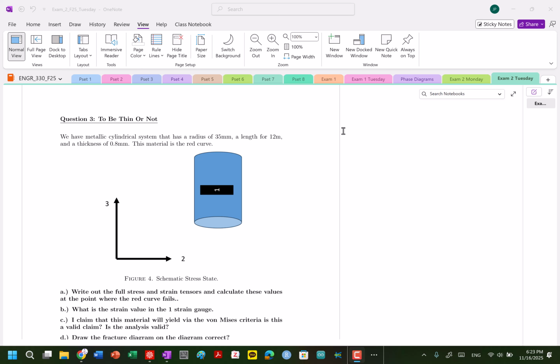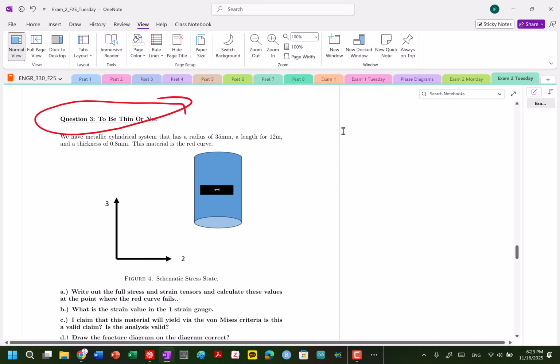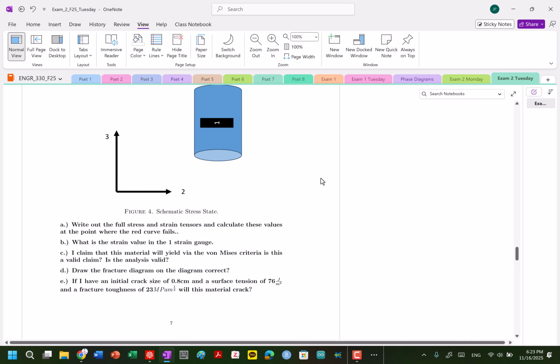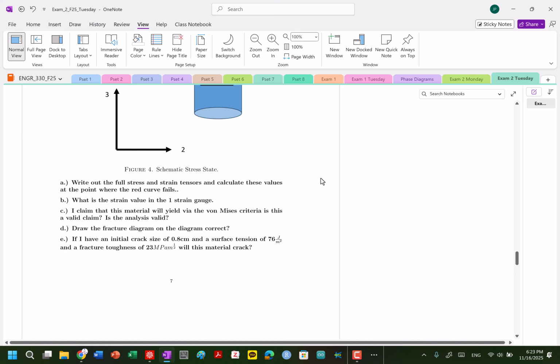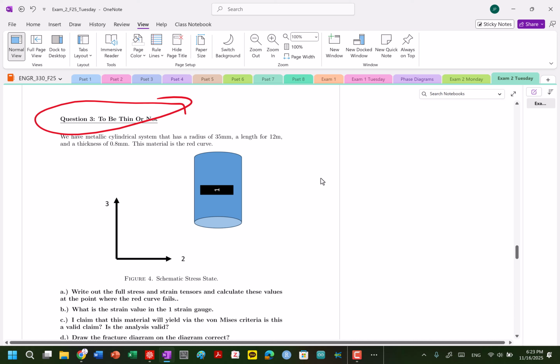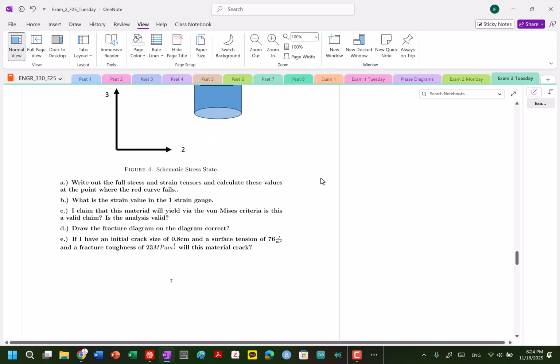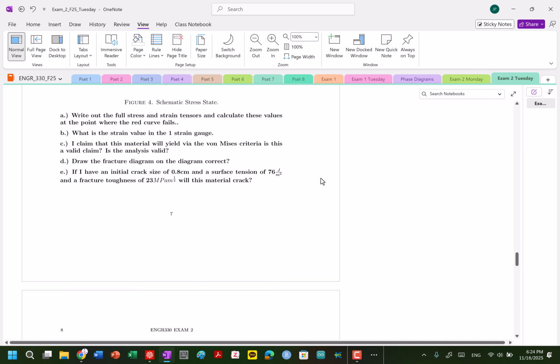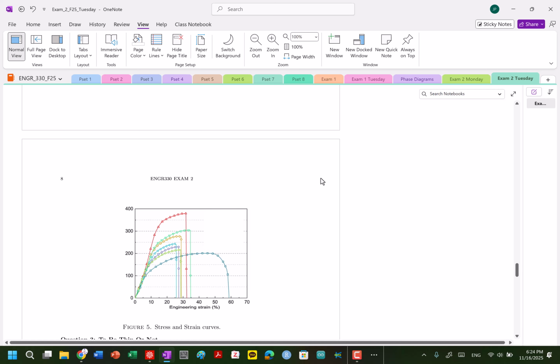All right, everyone, we are back and we are on our third problem, to be thin or not. Metal cylindrical system, radius, length, thickness. Material is the red curve here, described by the red curve behavior. Write out the full stress strain tensors, calculate these values at the point where the red curve fails. So we need where the red curve fails.